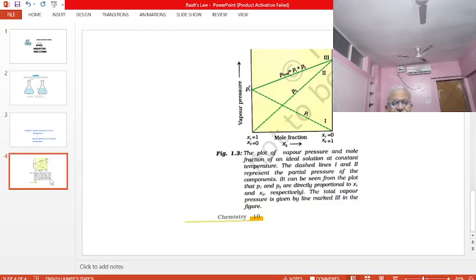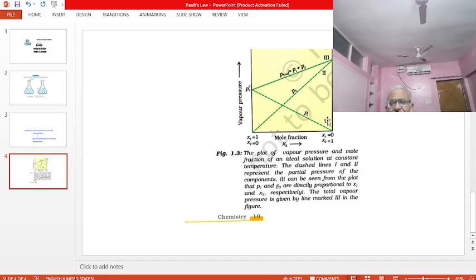This is a very important graph taken from the NCERT book. See, this is the x-axis, this is the y-axis. On the x-axis, two different mole fractions have been plotted. This line indicates the vapor pressure of the first component. That's why the denotation 1 has been put, and these lines indicate the vapor pressure of the second component. That's why the denotation 2 has been given.